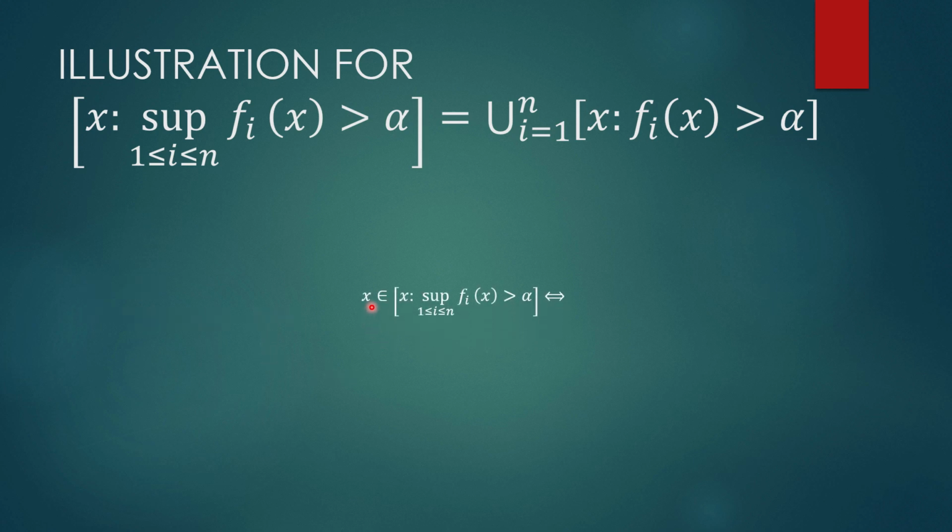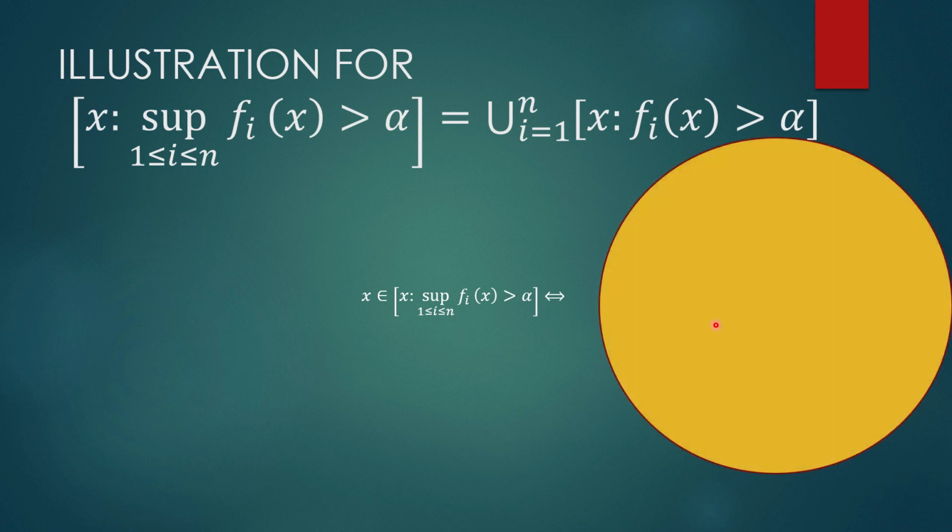Therefore, x belongs to this one means x should be in one of these sets. x belongs to the set of x such that supremum f_i(x), i running from 1 to n, is greater than alpha. This statement implies and is implied by this one. If you take the supremum or maximum of the n functions, and the maximum happens to be at f1, then x belongs to this one. If the maximum happens to be f2, then x would be either here or here. If the maximum happens to be f3, then x will be a member of this set. It goes on until the last one. So the maximum function will be either f1, f2, f3 or fn. That means x belongs to either here or here or here or here. But all these statements can be converted into a union.